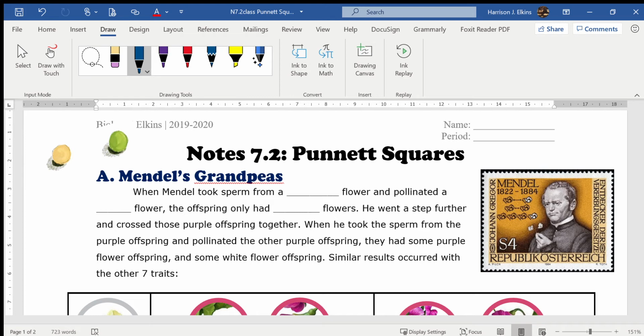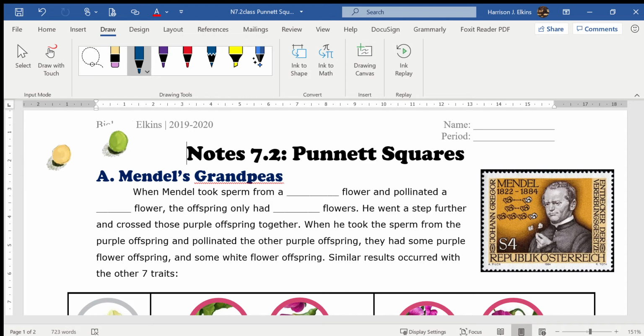So now we're finally getting to it here, talking about how to diagram and visualize how traits are passed on from parents to offspring, and it actually allows us to predict what the chances are that offspring will have certain traits depending on what traits their parents have and what the genetics of their parents are.